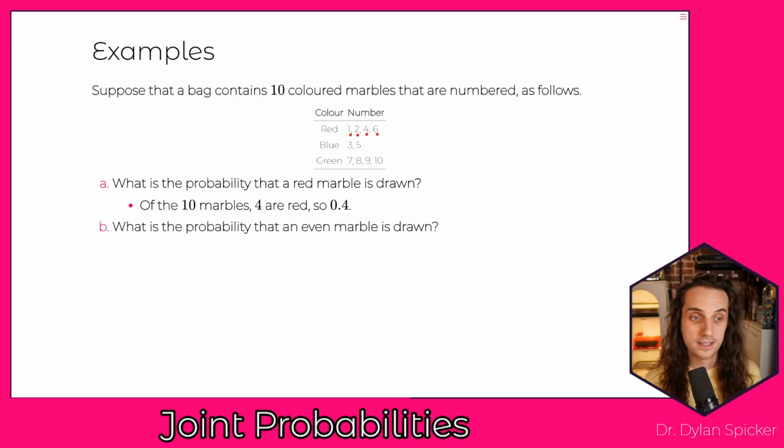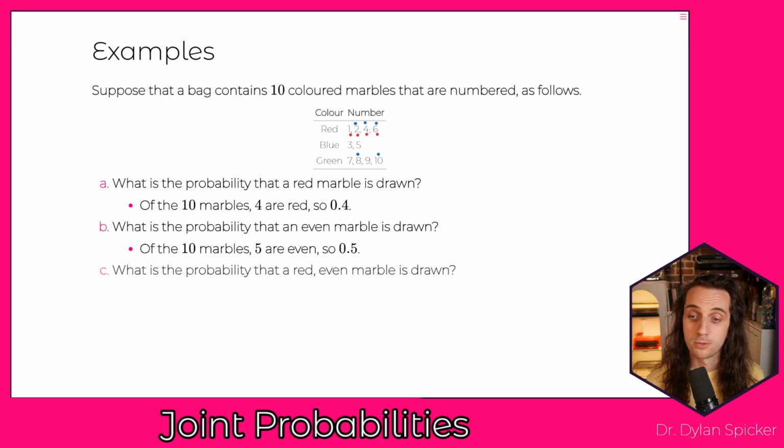Now, what's the probability that an even marble is drawn? For our even numbers, we have all of the even numbers between 1 and 10. So we have 2, 4, 6, we have 8 and 10. So there's a total of 5 even numbers represented there. There's a total of 10 numbers, and so 5 out of 10. Of the 10 marbles, 5 of them are even, so 0.5.